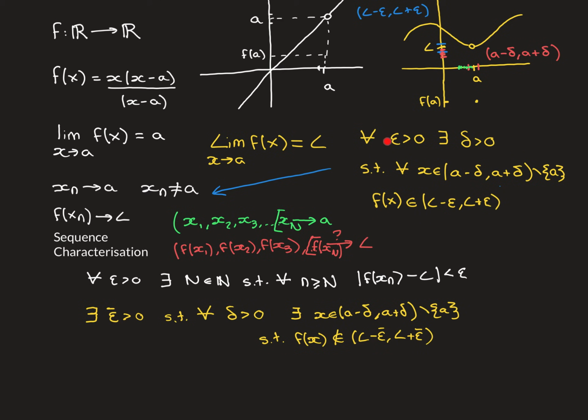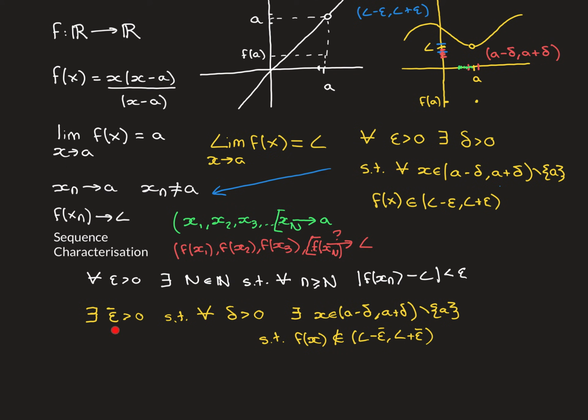So if this is not going to be true, then we need to negate this. So let's look at this. For all epsilon greater than 0, this complicated thing was true. So the negation of that is that there must exist some epsilon, at least one epsilon, for which this is not true. So that's the first bit that I've written here.